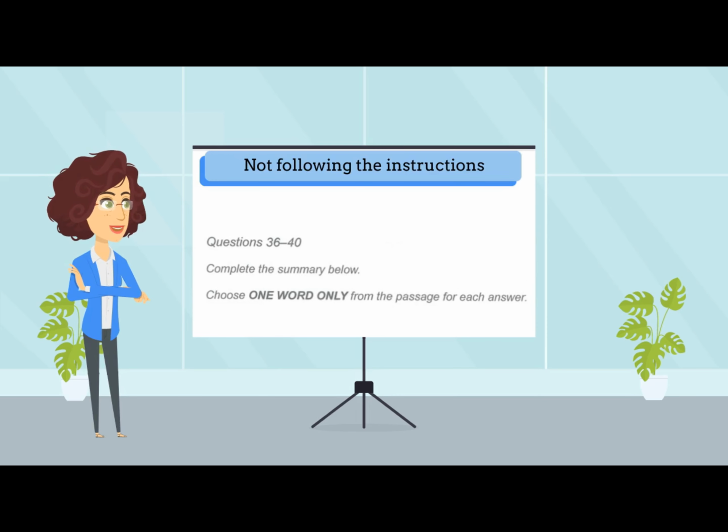You may have the correct answer, but because you used too many words it will be marked as wrong. When you are transferring your answers, reread the question carefully to make sure you have followed the instructions.